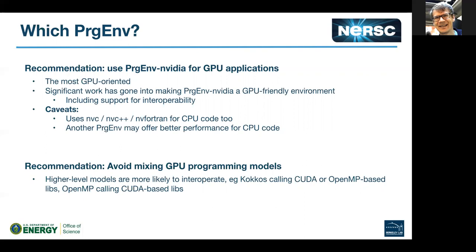And another tip is, as much as there is some support for interoperability between different programming models, it tends not to be easy. So in general, if you can avoid mixing GPU programming models, things will go more smoothly. Using higher level models can help because it's easier, for instance, to use Kokkos to call a CUDA library than mixing OpenMP and OpenACC together.